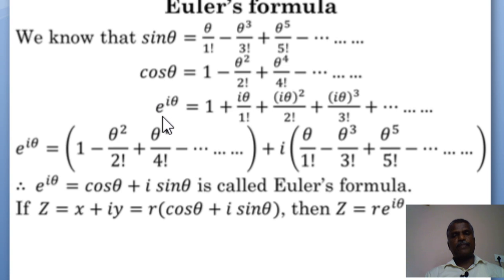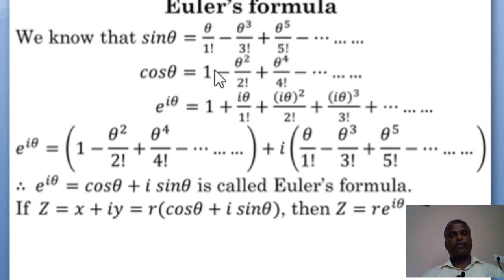And also the expansion of e to the power x, that is e to the power i theta, is 1 plus i theta by 1 factorial plus (i theta) whole square by 2 factorial plus (i theta) whole cube by 3 factorial plus etc. Here in this e to the power i theta, we have (i theta) whole square, that is minus theta square, (i theta) whole cube is minus i into theta cube, and i to the power 5 is plus i into theta to the power 5.